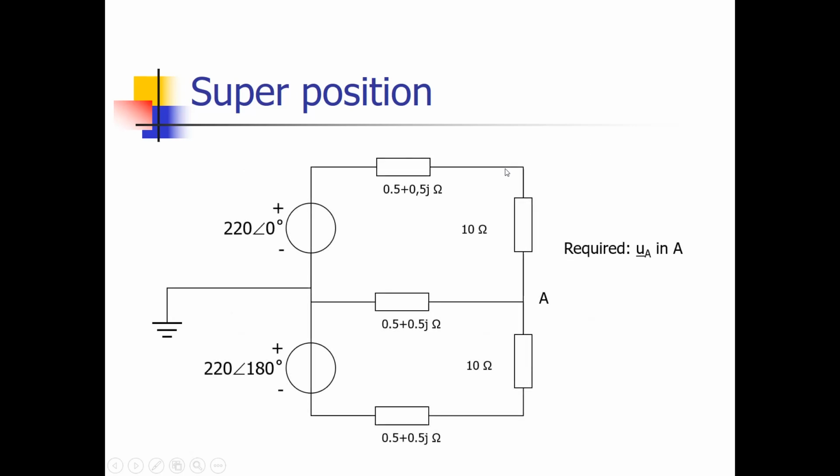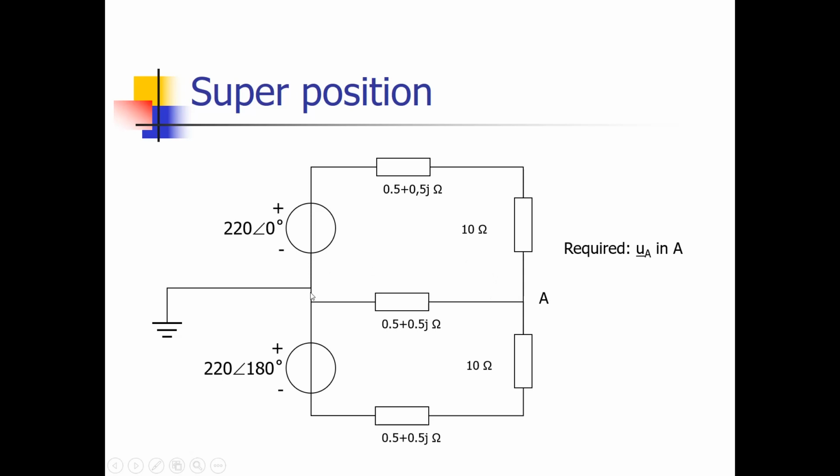Now let's look at a complex network in which we have two AC voltage sources over here, and we have several complex impedances consisting of a real part and an imaginary part. So this could be a resistor and an inductor in series. And we have two resistors also in this circuit. And we are going to calculate the voltage at this point A, with respect to this grounding symbol. So the voltage across this impedance, point A towards the grounding point.